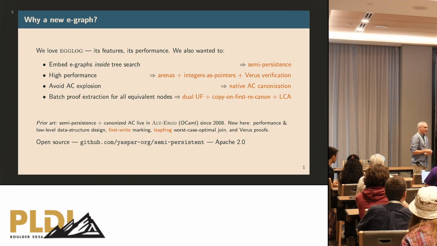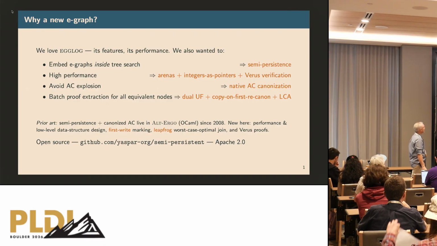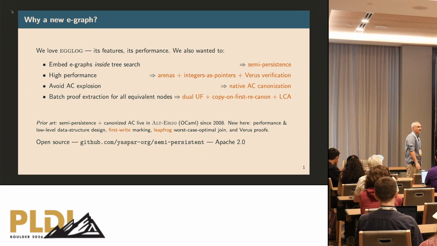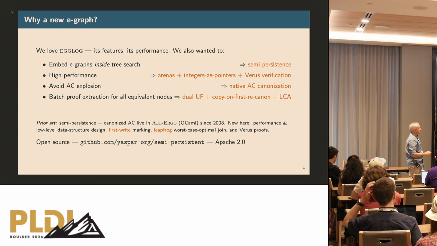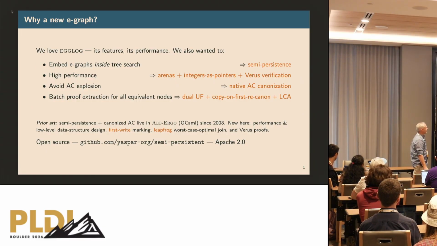A very efficient way to build an eGraph, but then backtrack to a previous version as efficiently as possible. We wanted the thing to be very high performance, so we use lots of arena allocation, and then we use integers as pointers into these arenas, but then you're on your own because you can't rely on Rust to tell you you're doing the right things with pointers. So we started using Verus to verify parts of the mechanics of the eGraph.